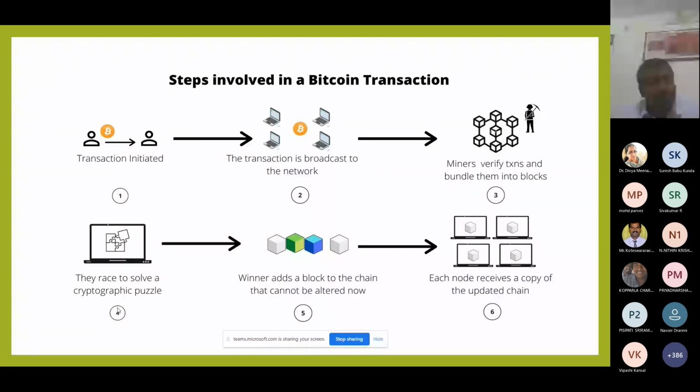So the winner will add the block to the chain, and this chain cannot be altered. Once some data is entered in the blockchain, we cannot remove that data. So every node will receive a copy of the updated chain.